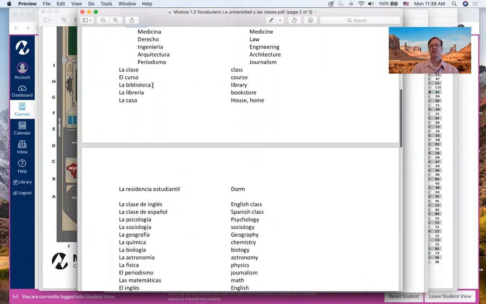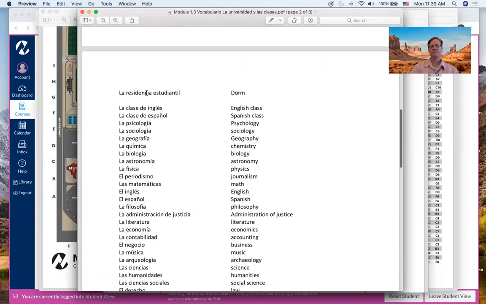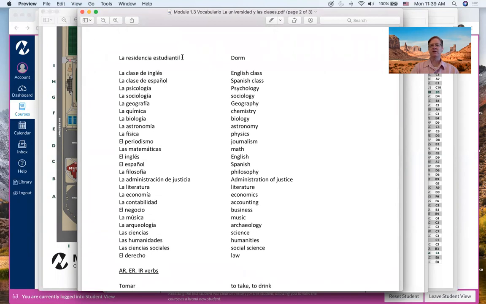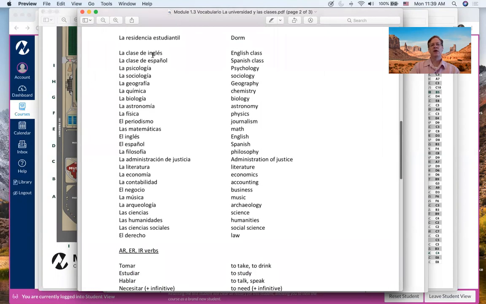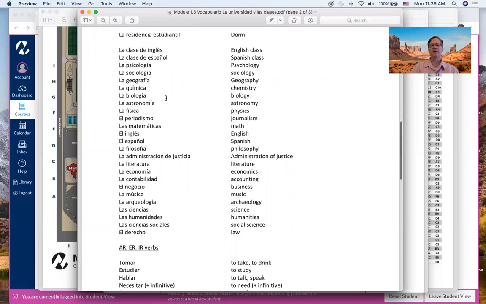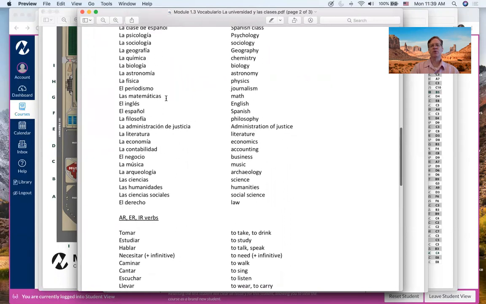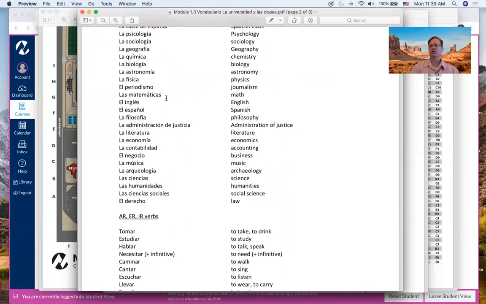Other sites, la biblioteca, where you check out books, la librería, where you purchase books, la residencia estudiantil, SEC doesn't have one. ASU, U of A, those colleges do. And luego las clases, inglés, español, psicología, notice the P is silent, sociología, geografía, química, etc. So hopefully these courses covered most of the courses you're taking.